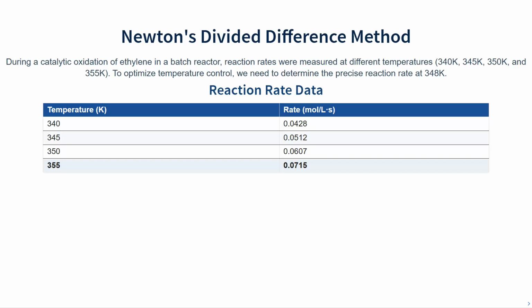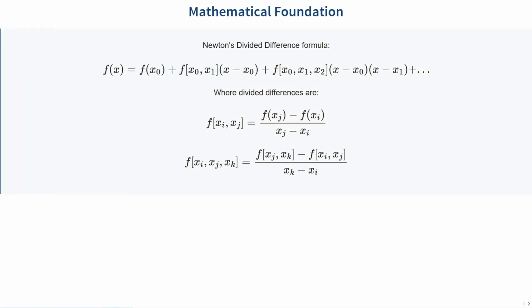So reaction rate data are given. So temperature versus reaction rate data are given here. So we have to find out what will be the reaction rate at temperature 348 Kelvin. For that, here I'll use Newton's divided difference method. So first we have to know what is Newton's divided difference method.